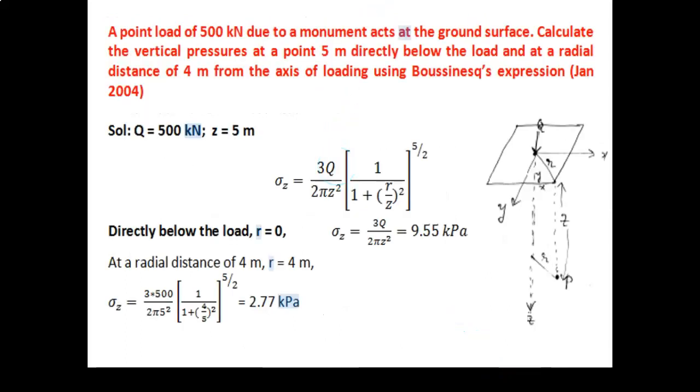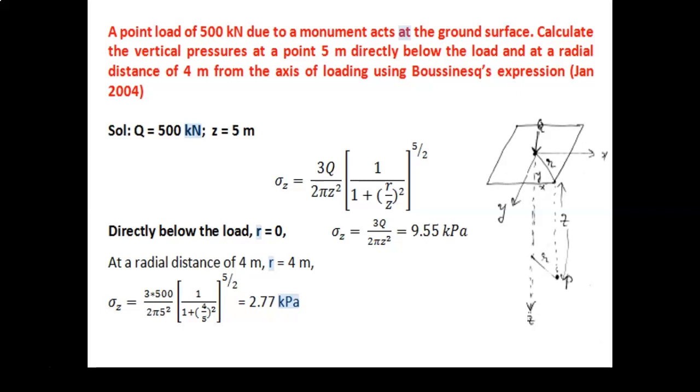Now let us see some numericals on these 4 cases of loadings. First one is a point load of 500 kilonewton due to a monument acts at the ground surface. Calculate the vertical pressures at a point 5 meter directly below the load and at a radial distance of 4 meter from the axis of loading using Boussinesq expression.